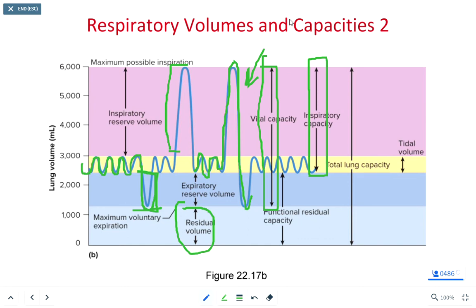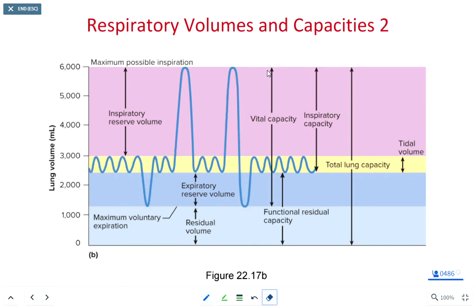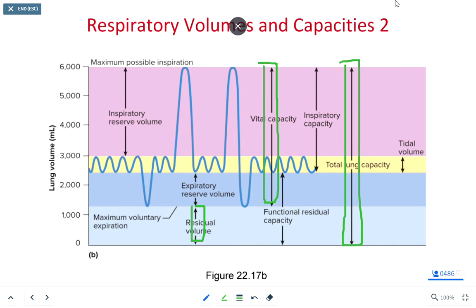And if you take all of these volumes and combine them together, in particular, if we take vital capacity and add it to residual volume, we can get the total lung capacity, or the total amount of air that can be stored in the lungs.